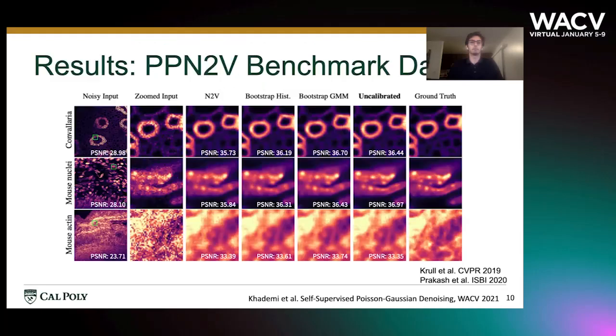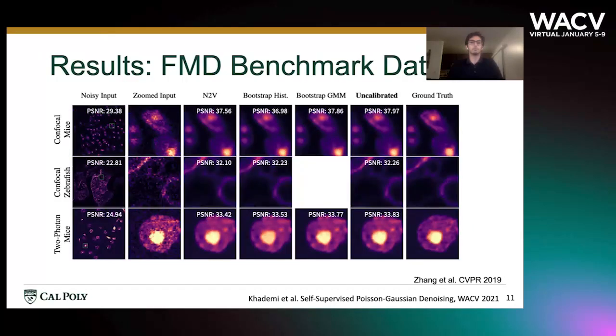We also compare our model against other self-supervised denoising methods on a benchmark dataset provided by Prakash et al. Our uncalibrated method is able to obtain cleaner and sharper denoised estimates than both Noise2Void and the bootstrap histogram model. While our method obtains similar results to the bootstrap Gaussian mixture model in terms of sharpness, it does a better job at recovering fine details in brighter regions, which can be seen in the mouse nuclei example.